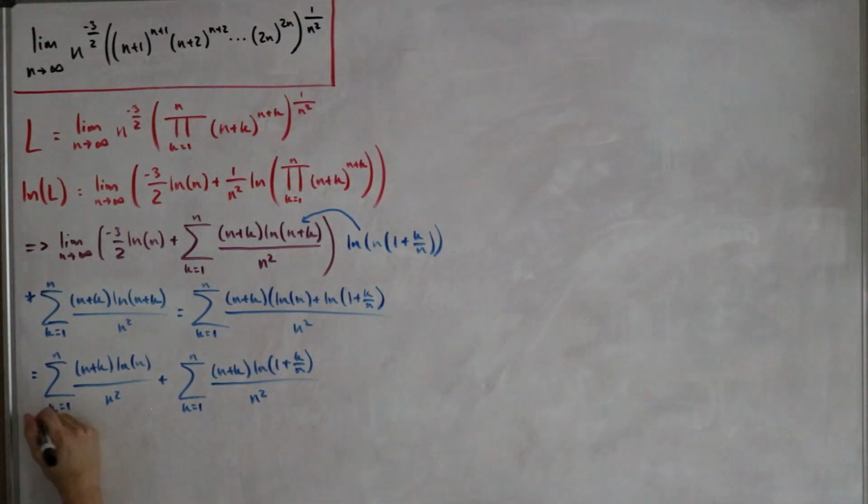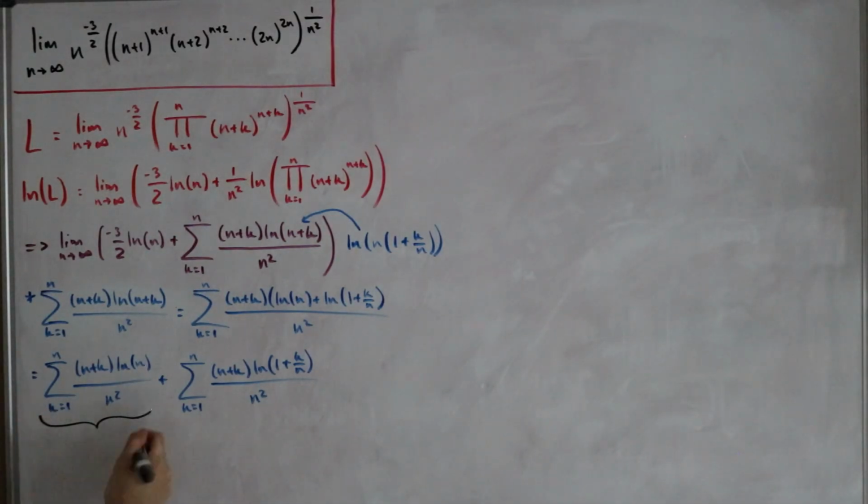And then it's worth noting over here that because we have ln of n and n squared, which do not depend on our variable k, I can actually factor those terms outside. So I have the natural log of n divided by n squared, and then multiplied by our partial sum, k equals 1 to n of n plus k.